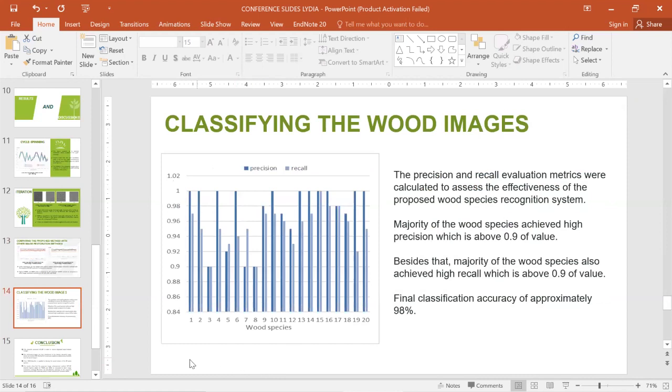Precision and recall were calculated to assess the effectiveness of the proposed wood species recognition system. The majority of the wood species achieve high precision, above 0.9. Besides that, the majority of the wood species also achieve high recall, above 0.9. Final classification accuracy is approximately 98%.